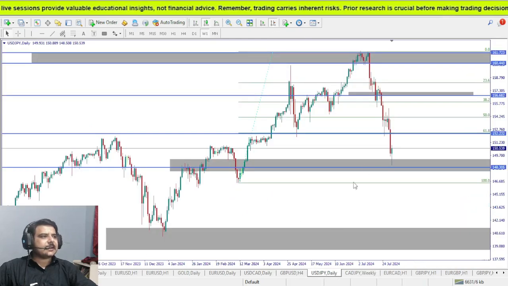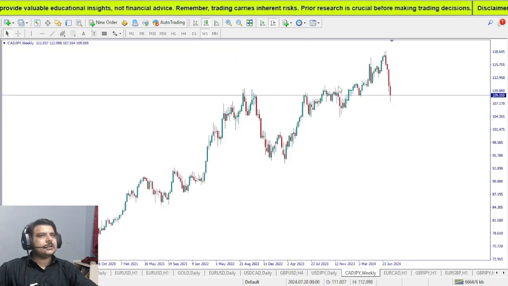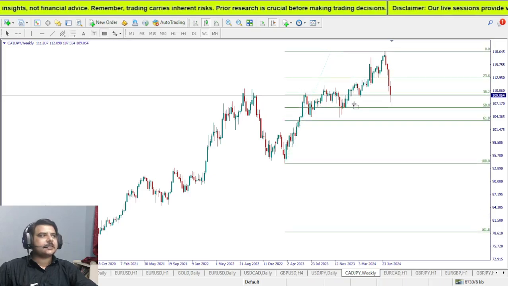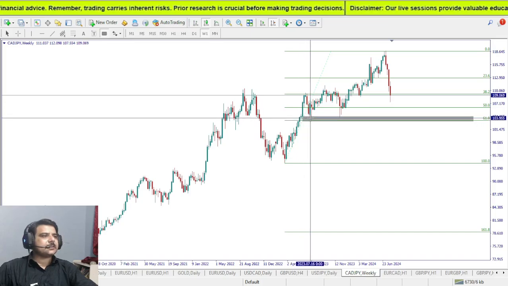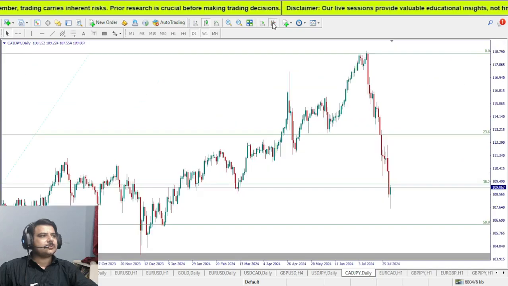Moving on to the CAD JPY weekly time frame, right here the analysis that I did for the dollar JPY is exactly the same for the CAD JPY. And right here if I assume this whole move to the top side of the market, this is a clear 61.8% retracement, a retest, a strong bullish move, and seems like the price is coming down.